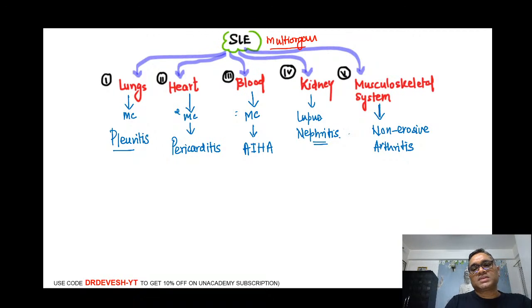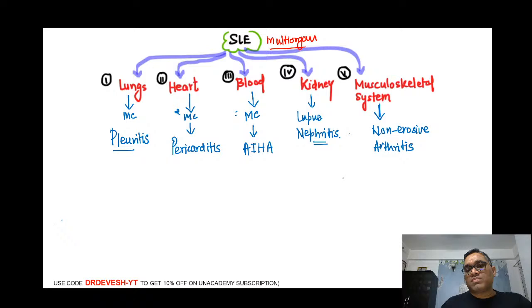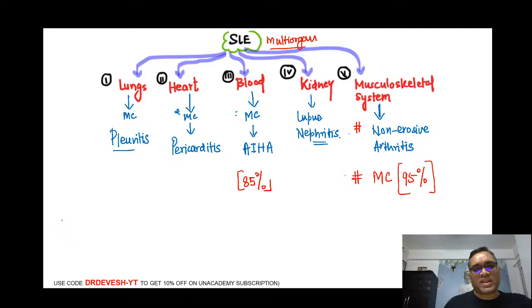Yes, Prashant is telling musculoskeletal system. This point is very, very important. These are the questions which the examiner is going to ask you in your exam. Always remember, musculoskeletal involvement is the most commonly affected system in SLE, which you will find in 95% of the cases. If you go and see the table of Harrison, you will find this wording. After 95%, hematological involvement will be seen in 85%. This is the second most common. So please remember, first most common is the musculoskeletal system.